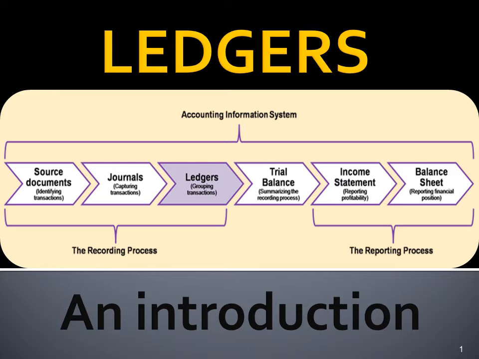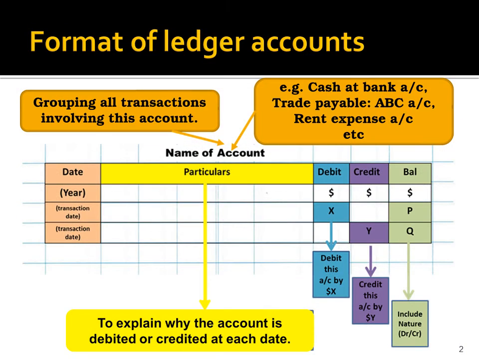This is a continuation from journal entries. The format of the ledger accounts is as follows. As you can see, there are 5 columns in the ledger account. The additional portion that is not found in the journal is the balance column that is present in the ledger accounts. There are a few characteristics of the ledger account.